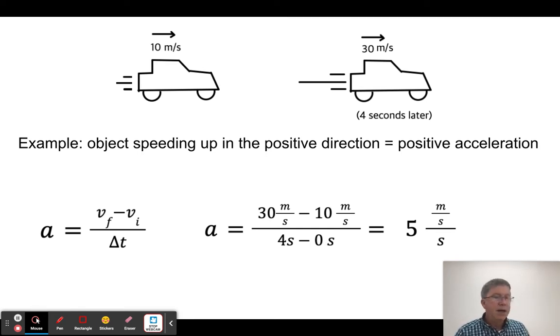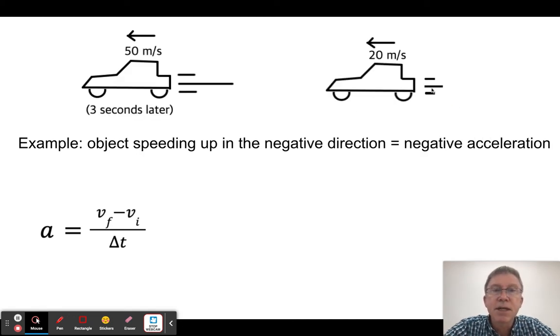That's okay. I get 5 meters per second squared in the positive direction. So basically, if the object is speeding up in the positive direction, that's a positive acceleration. Similarly, if an object speeds up in the negative direction, then that's a negative acceleration.